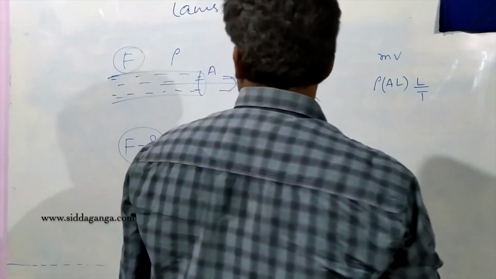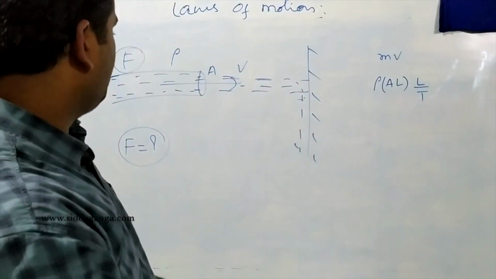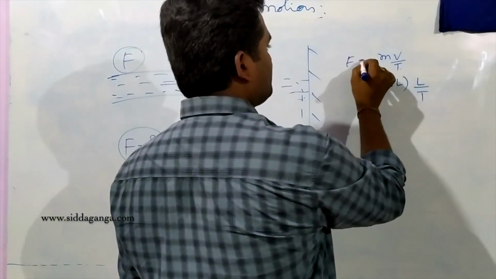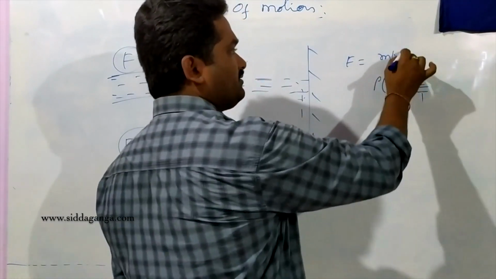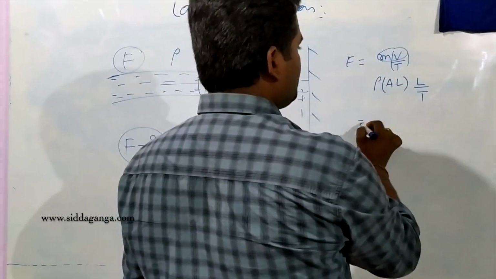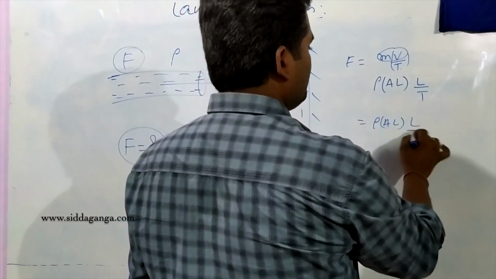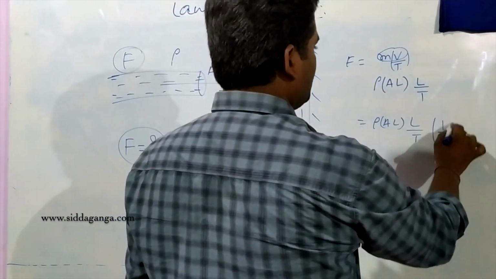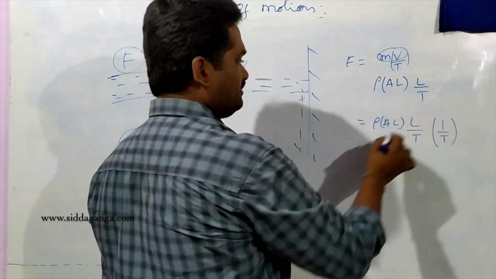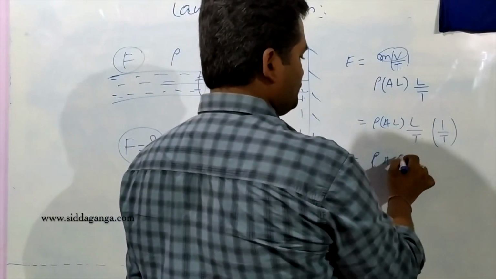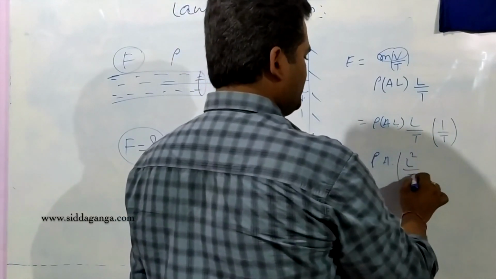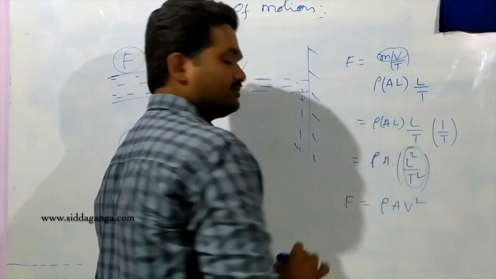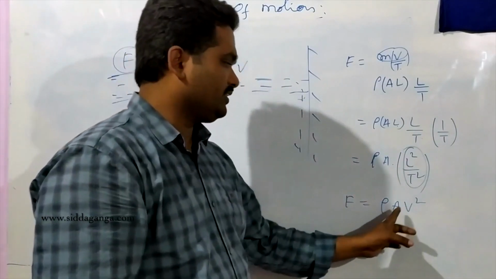Length divided by time. So if I rewrite this relation, force will be equal to what? F equals M into A, and M into A is nothing but mass into velocity by time. So this MV, how am I going to write it? Rho into A L into L by T, that is M into V into 1 by T. I can write this as rho into A into L square by T square. L by T is nothing but velocity, that's why I can write this as rho A V square. This is nothing but force. Force is rho into A into V square.